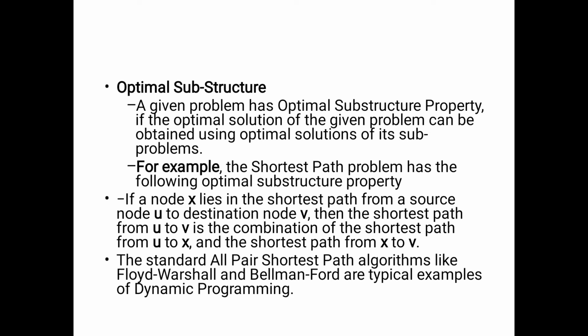Suppose we take an example: the shortest path problem from source U to destination V. Then we take intermediate vertices in the shortest path, U to X and X to V. This shows the optimal structure. The second one is overlapping substructure.